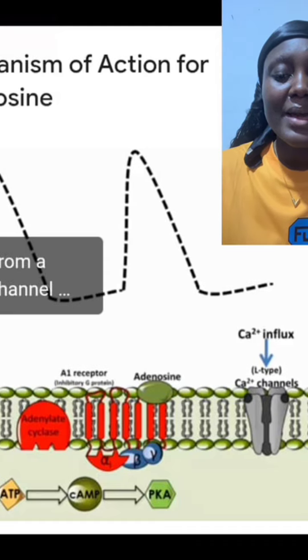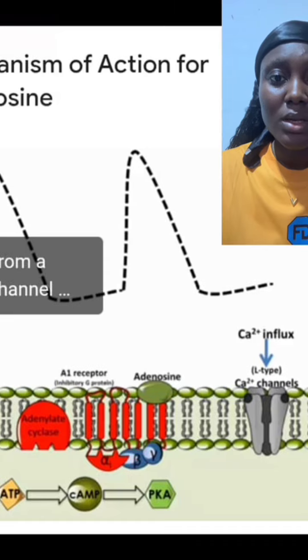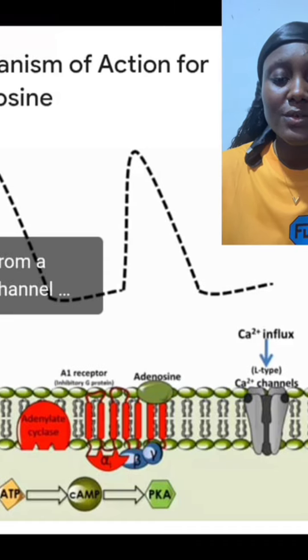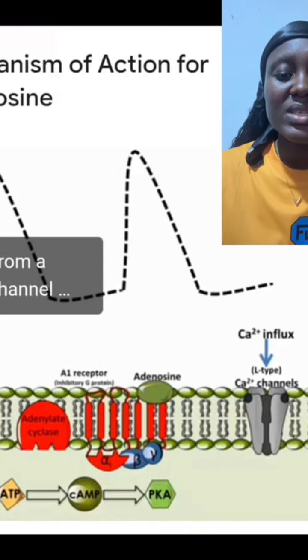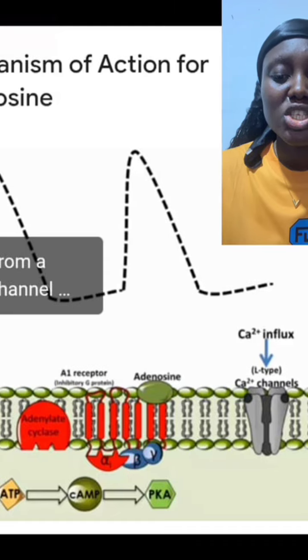The adenosine binds with the receptor, which is coupled with the inhibitory G protein A1 outside the cell surface, which activates the inhibitory G protein, which in turn inactivates the adenyl cyclase activity. Like I said before, the A1 inhibits the formation.